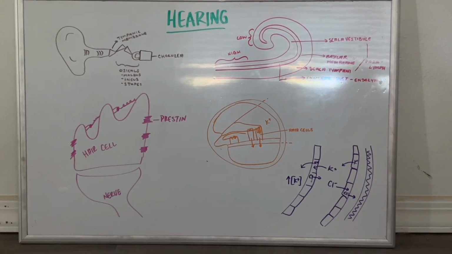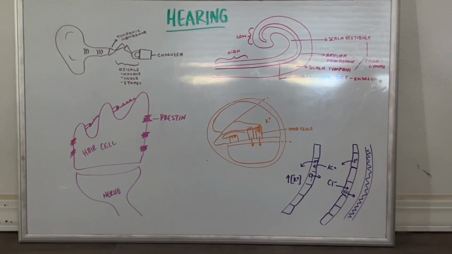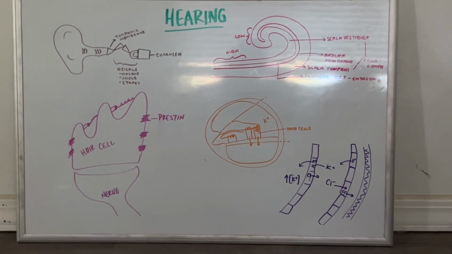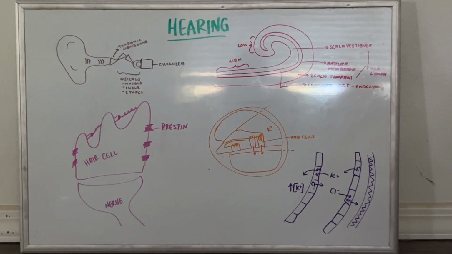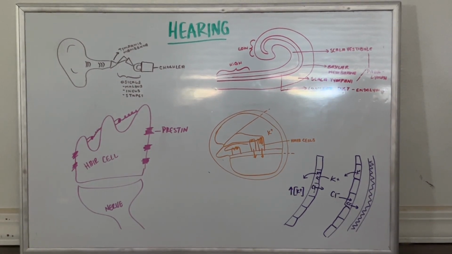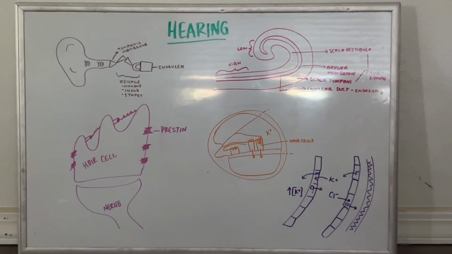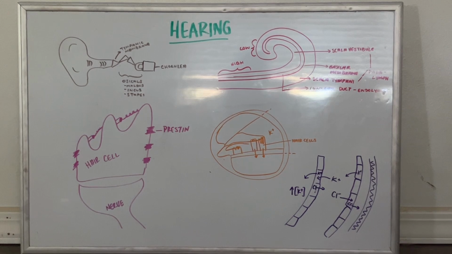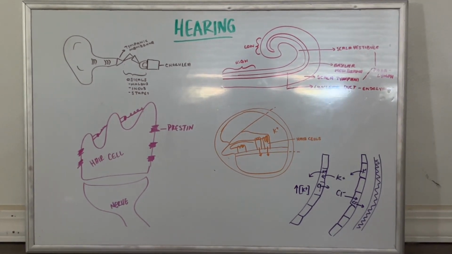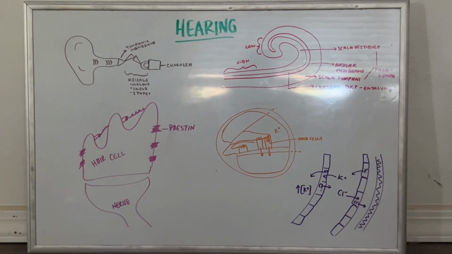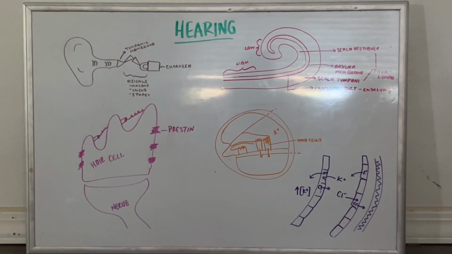In the inner ear, we have structures for hearing and balance embedded in the temporal bone. The structure involved in hearing is the cochlea, a spiral-shaped structure containing 3 fluid-filled chambers, the scala vestibuli, the scala tympani, and the cochlear duct. The scala vestibuli and the scala tympani are filled with perilymph, while the cochlear duct is filled with endolymph. The endolymph has a high potassium concentration.